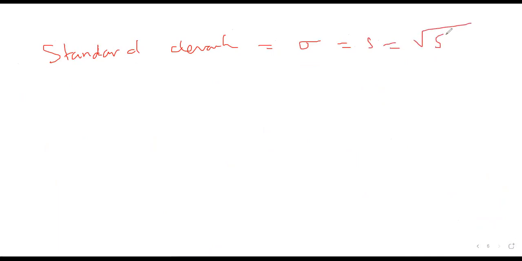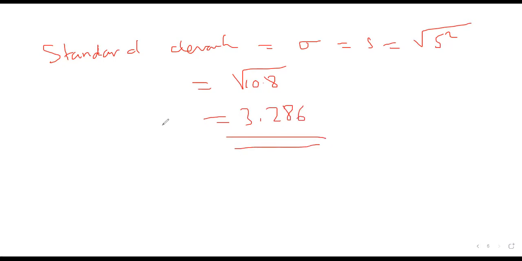All right, so standard deviation is simply given by the square root of what? Of the variance. This is sigma, or the letter S, which is simply the square root of S squared. And we found our S squared as 10.8. Square root that, we get 3.286. Preferably leave it to 3 decimal places. But this is how we find our standard deviation.